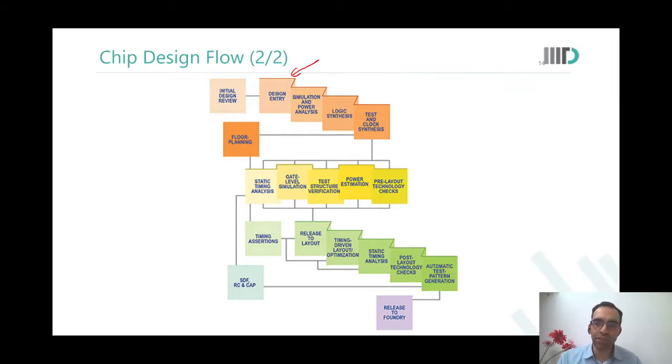Raghav, you also wanted to ask something? Yes, sir. So this timing driven layout optimization, is it a part of the routing part? Yes. Placement, place and route. Okay. And one more thing.